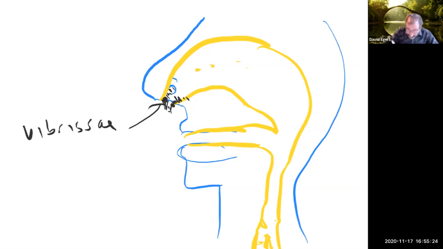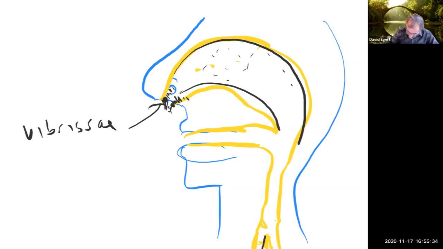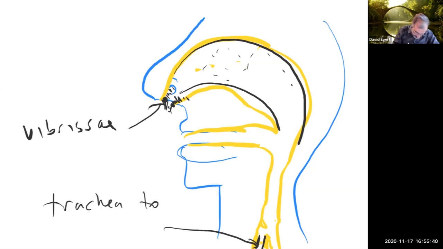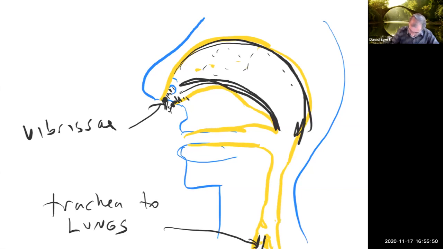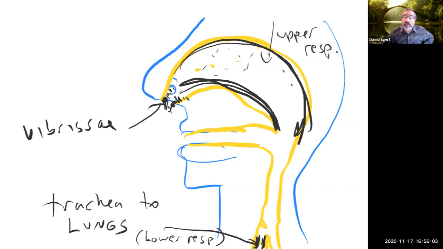But then the lining of all of your respiratory passages, whether it's the nasal cavity here, or going down into the trachea, going down to the lungs. Both the nasal cavity up here, which is our upper respiratory passages, and the lower respiratory passages, are all lined with this respiratory epithelium, which again, if you've been in anatomy, you remember.